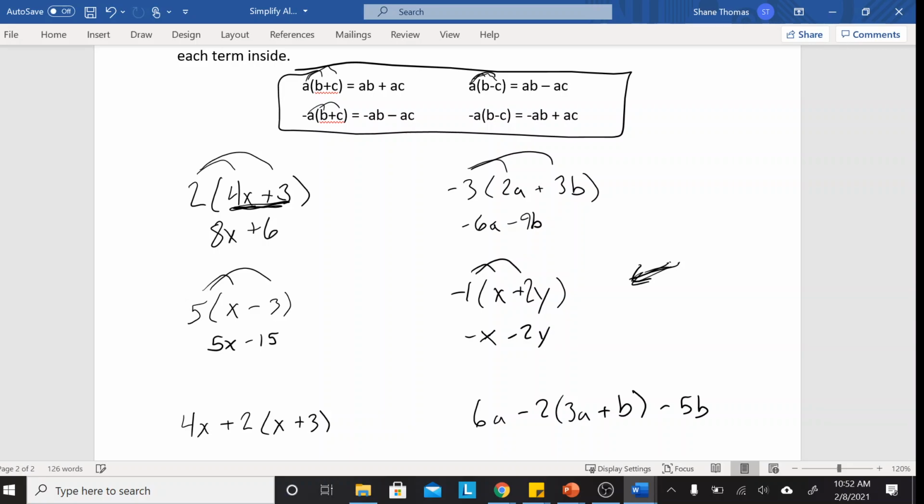A lot of people make a mistake here of getting negative x and not multiplying the 2y by it, so you get an answer of negative x plus 2y. All right, that's not correct. You have to take that negative sign and you have to distribute it through.